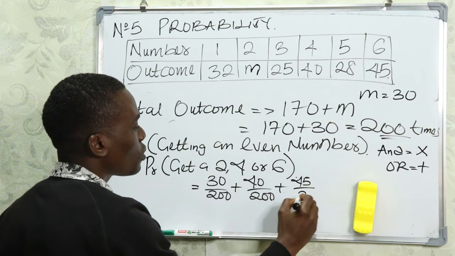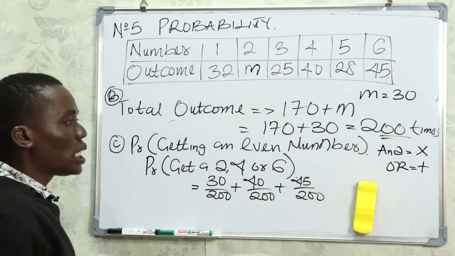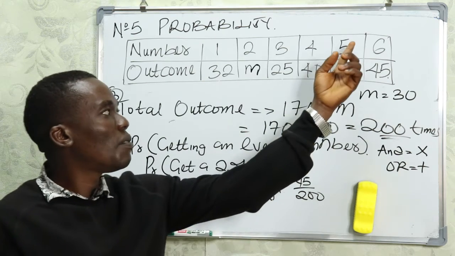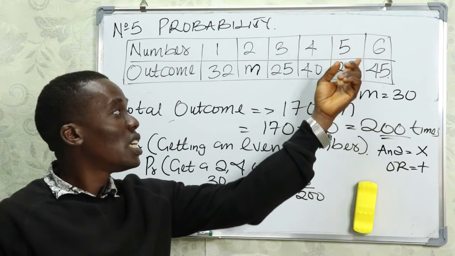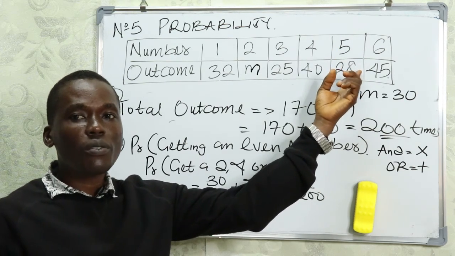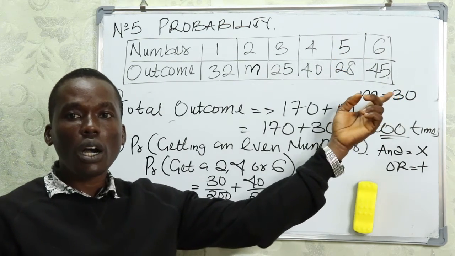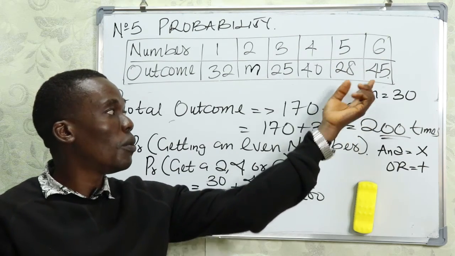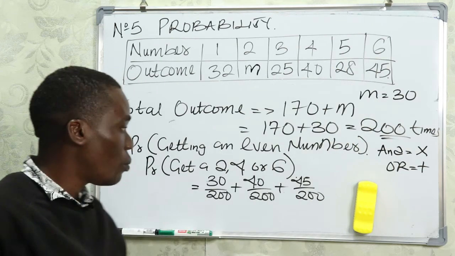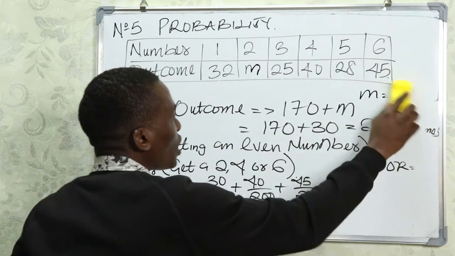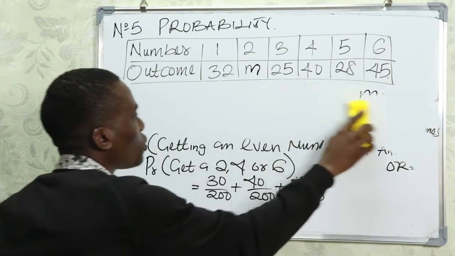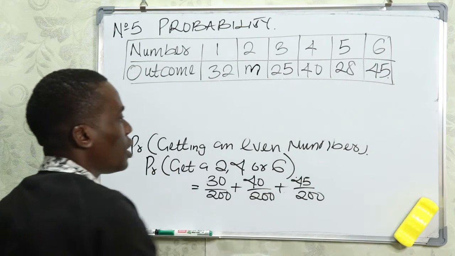45 over what? 200. Now if they ask you the probability of getting a 5, the probability of getting a 5 is not 5 over 200, it is the outcome for 5 all over the what? The total outcome, and that is the required outcome over the total outcome. So if we do that, we are going to get a unique value. Now let's do that to see what we'll get as the result.